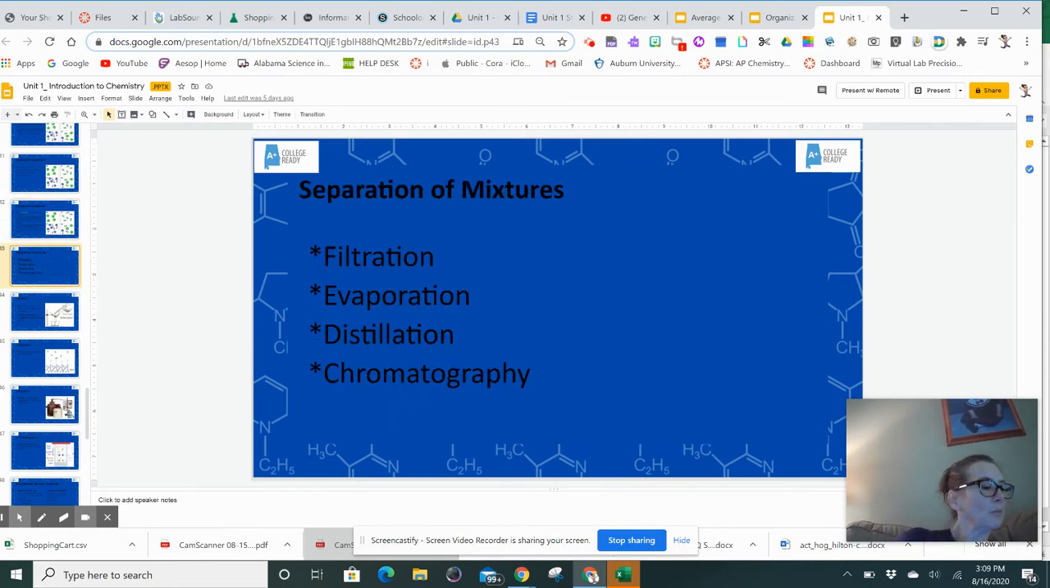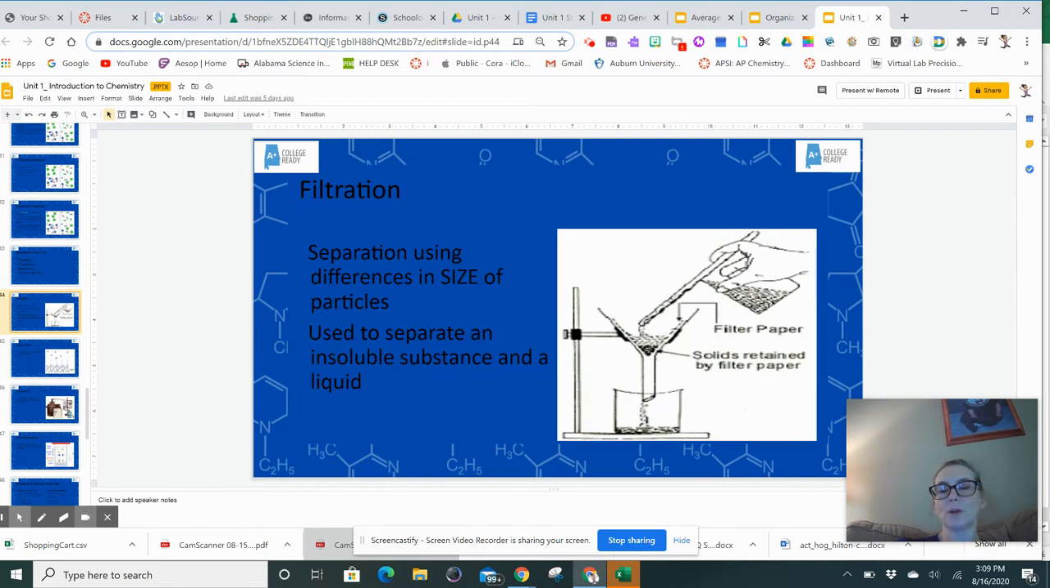Okay, so how do we separate these things out? There are 4 basic ways that we separate out mixtures: filtration, evaporation, distillation, and chromatography. So here's an example of filtering. Filtering is separated based upon size. The bigger particles stay behind in the funnel or in the sieve, and the liquid is collected as it goes through. So we're separating things out based on whether it's a solid and a liquid mixed together and based on the size of the particles.